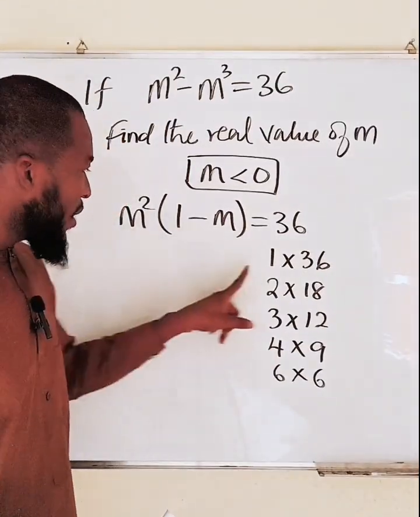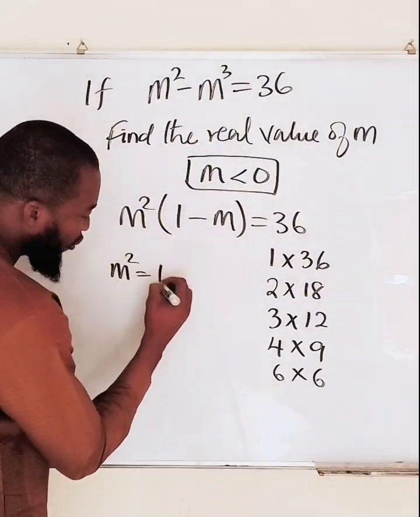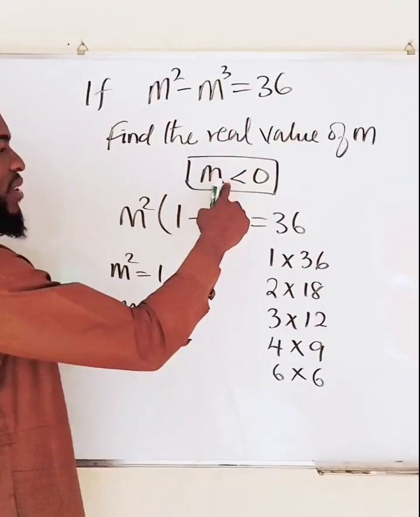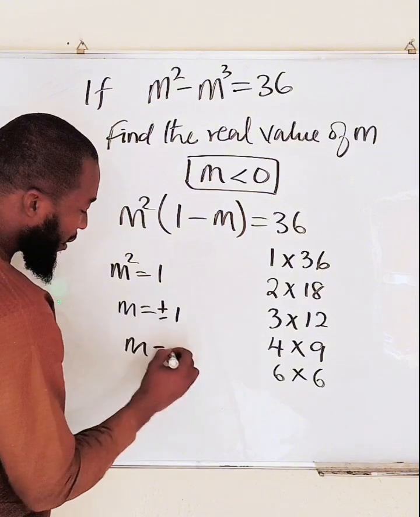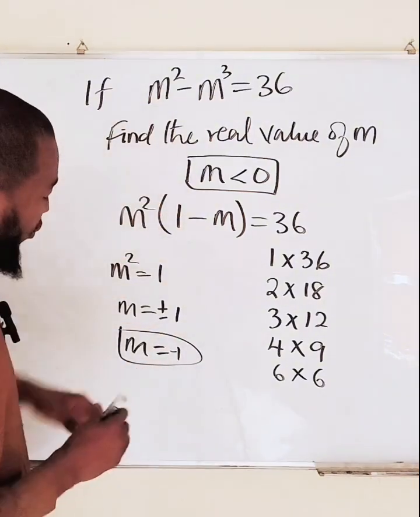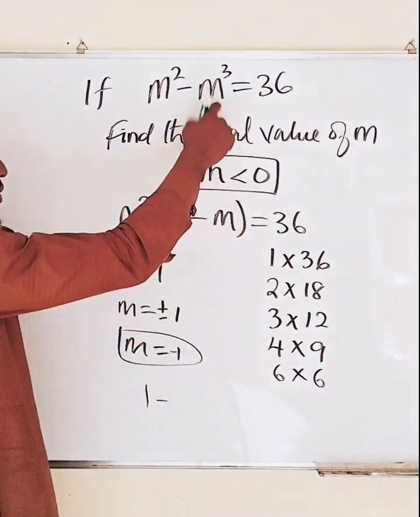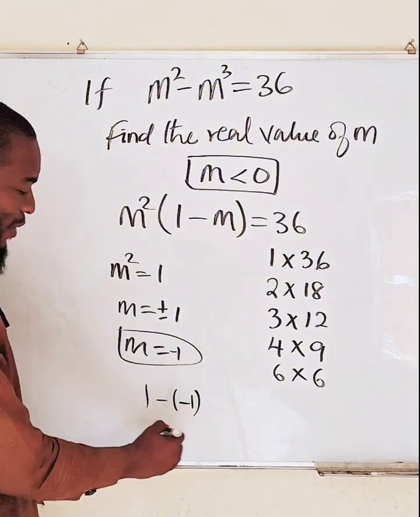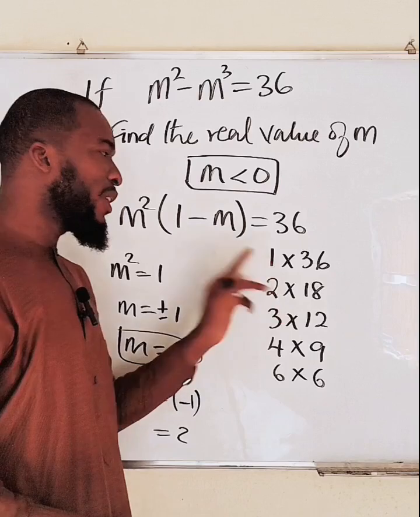So if m squared is 1, I'm going to work it out here. If m squared equals 1, it means that m equals plus or minus 1. But we have seen that m is negative, so it means that m equals negative 1. Let's see whether this is true. m squared, negative 1 squared is 1, minus negative 1 to the third power, which is also negative 1. 1 minus negative 1 is equal to 2, which is not 36. Therefore, m squared is not equal to 1.